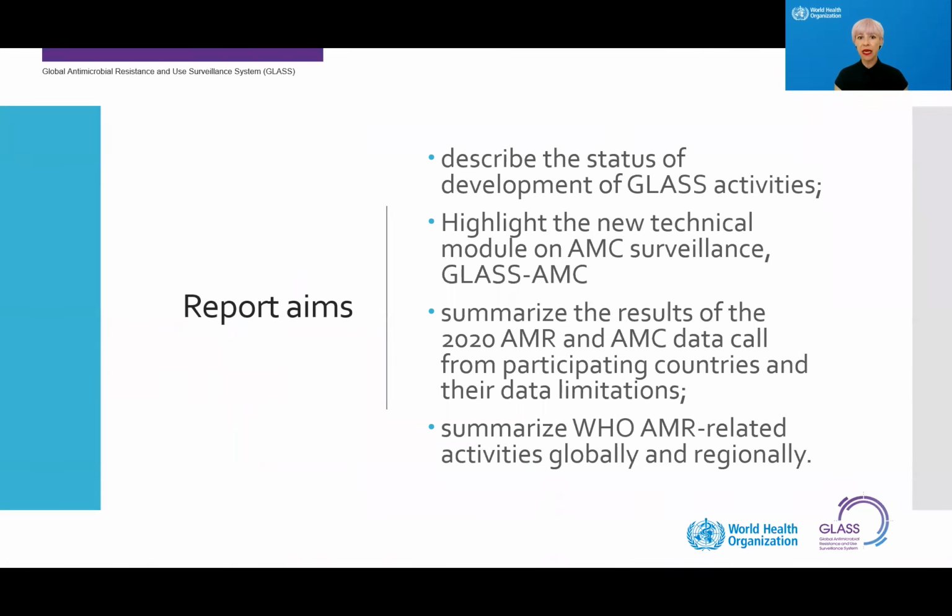This year, the report aims at describing the status of development of the GLASS activities, at highlighting the new technical module on antimicrobial consumption surveillance, GLASS AMC. It summarizes the results of the 2020 AMR and AMC data call from participating countries and their data limitations, and also the WHO AMR-related activities globally and regionally.